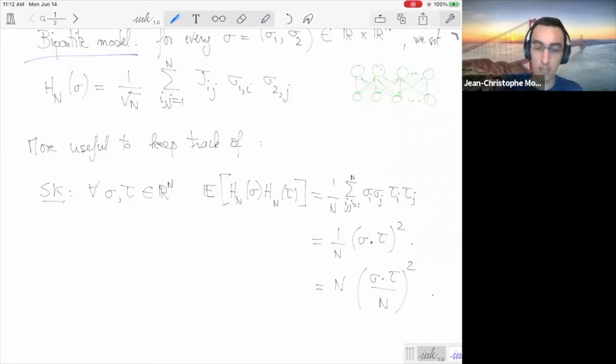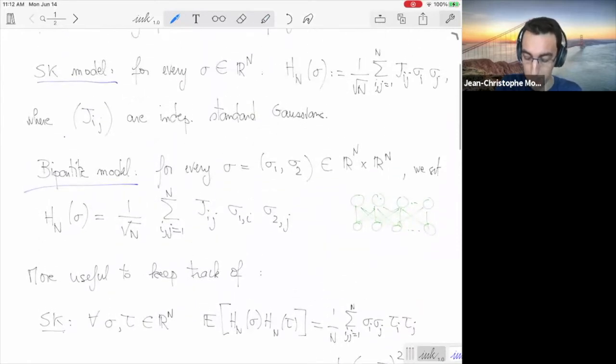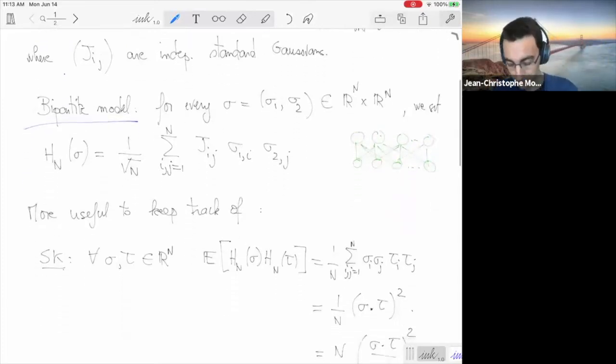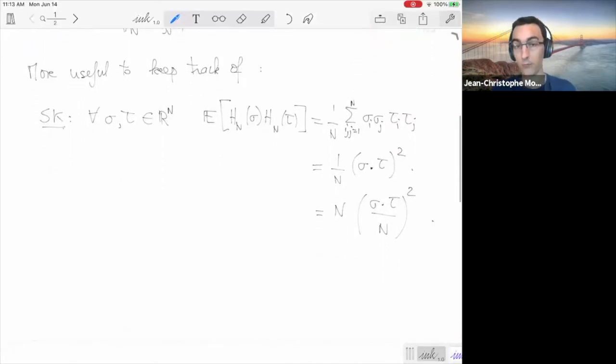Yes, so there's a question in the chat, which is very important indeed. For different configurations, we use the same J_ij's. So the setting here is that, at the beginning of our discussion, we pick this family of J_ij's, and now they are fixed, and we look at this energy function. So it's really like trying to study a function in high dimensions, some sort of typical function in high dimensions, like you're picking this function at random according to this procedure. Okay, so that's the correlation function for the SK model.